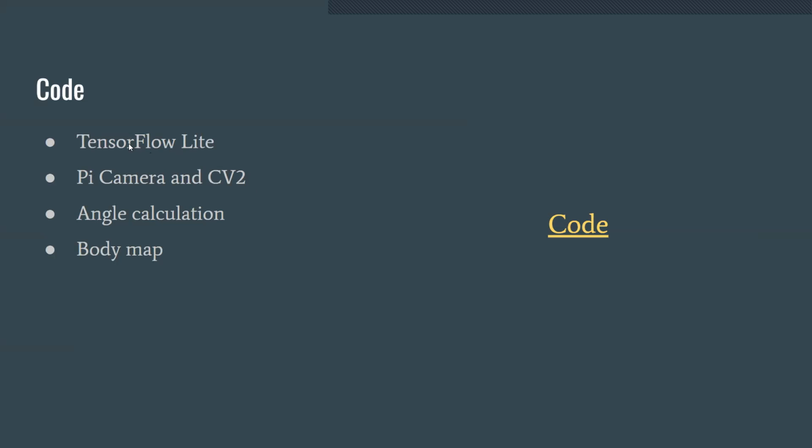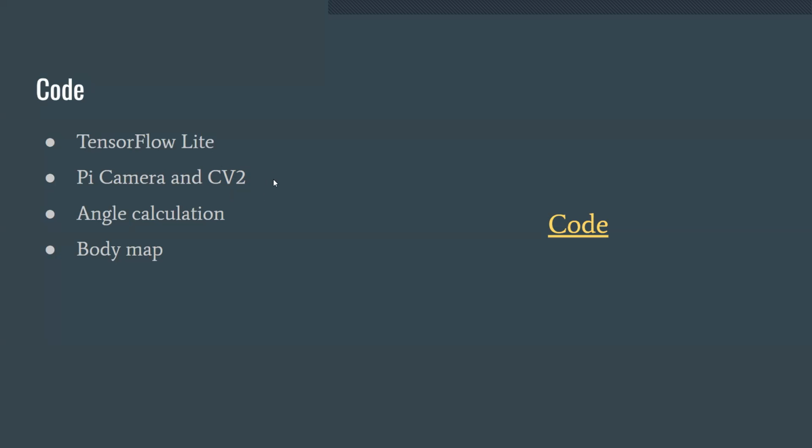For the code, I use some other libraries and some algorithms. The most important one would be TensorFlow. It is responsible for marking points on the image that it takes. The camera is basically taking pictures, and CV2 is the code library that is used to take the pictures.